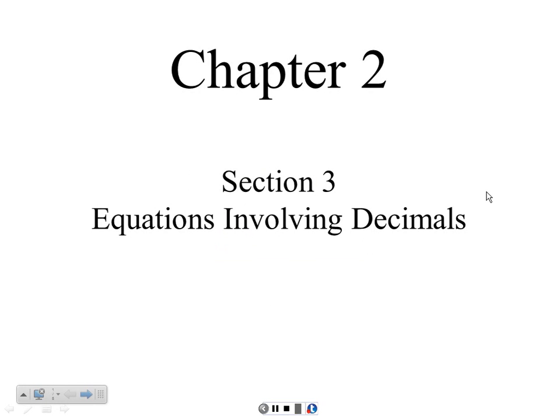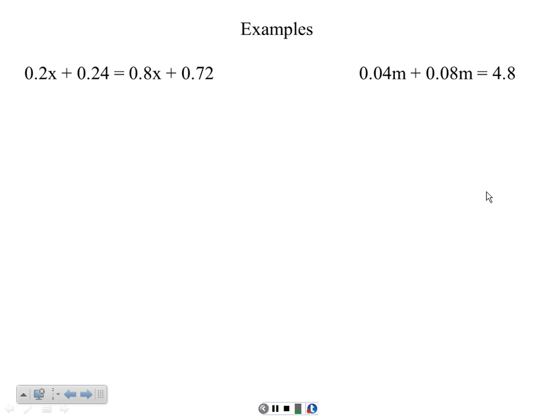Chapter 2, Section 3, Equations Involving Decimals. So in this section, what we're going to do is look at equations that have decimals.